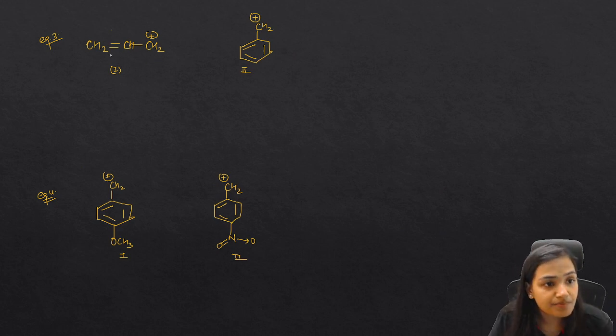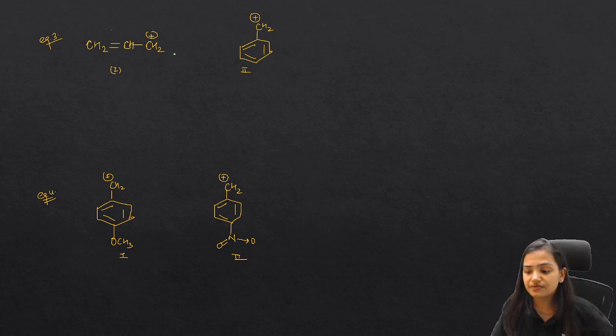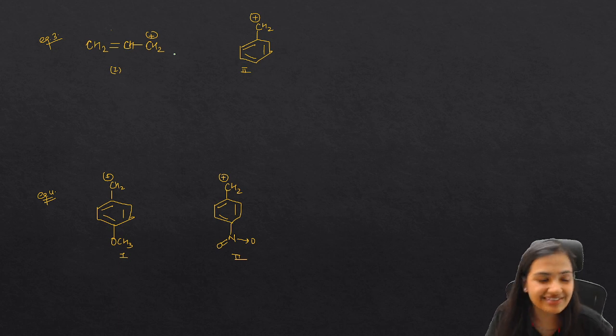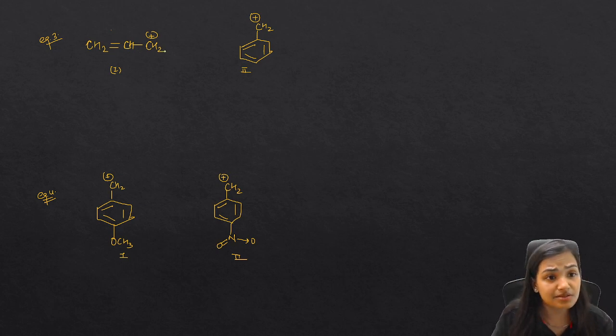Example number 3, CH2 double bond CH single bond CH2. If you do have any doubt, please mention it in the comment section. This is the first that you could do. Okay, so here we do have the example number 3, which is CH2 double bond CH single bond CH2.